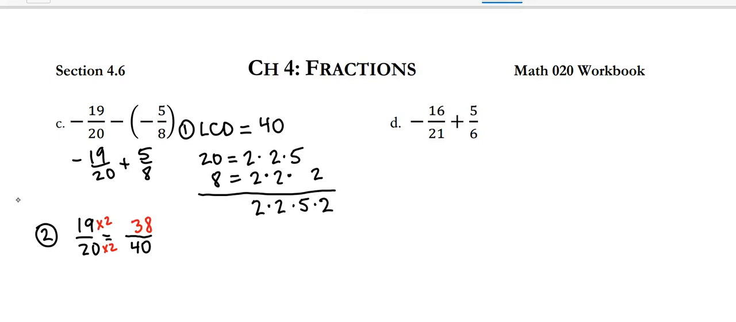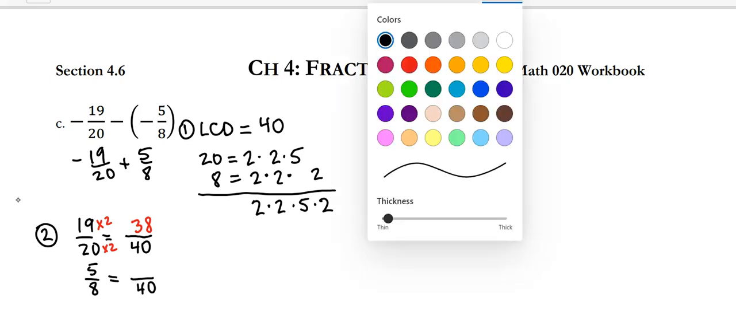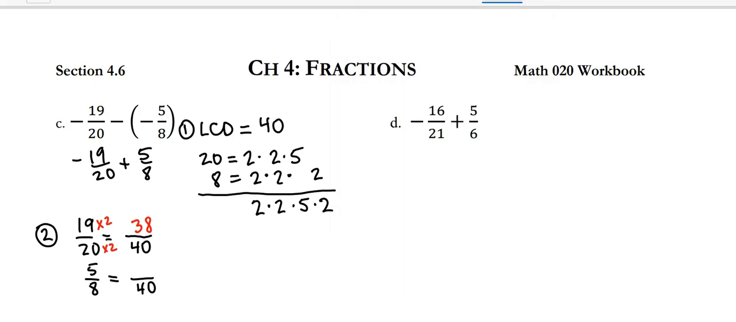So the next fraction is 5 over 8, which is over 40. Again, 8 times 5 gives you 40. So 5 times 5 gives you 25. So these are your two new fractions. 38 over 40. Just don't forget that the 38 is the negative 38 over 40.